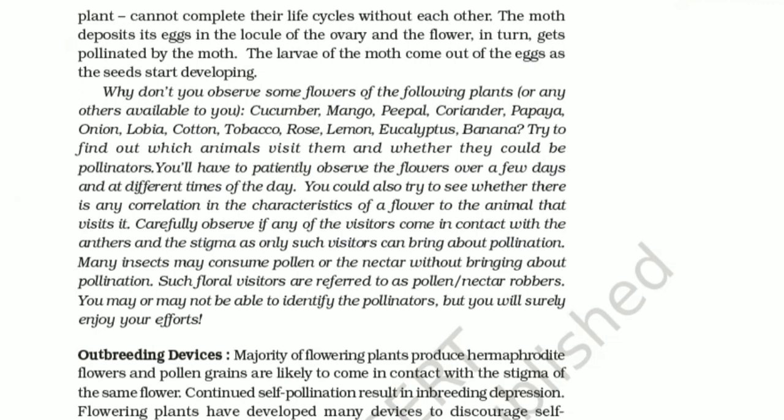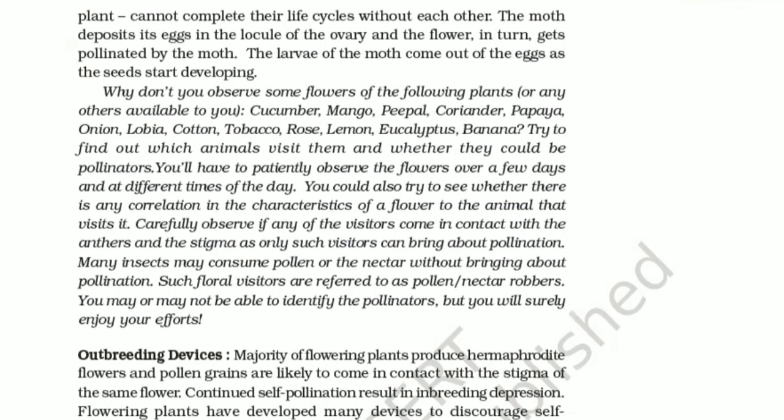Why don't you observe some flowers of the following plants or any other available to you? Cucumber, mango, peepal, coriander, papaya, onion, lobia, cotton, tobacco, rose, lemon, eucalyptus, banana. Try to find out which animal visits them and whether they could be pollinators. You will have to patiently observe the flowers over a few days and at different times of the day.